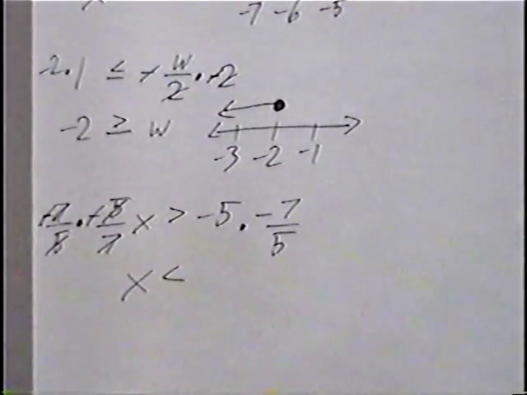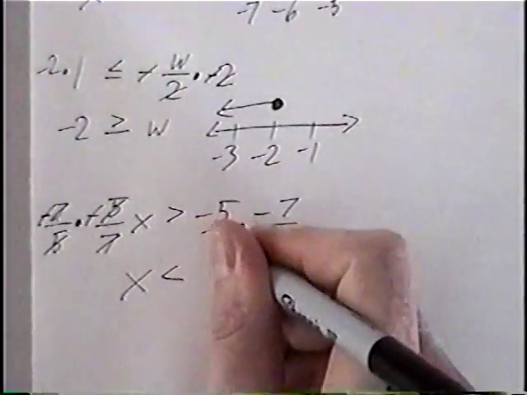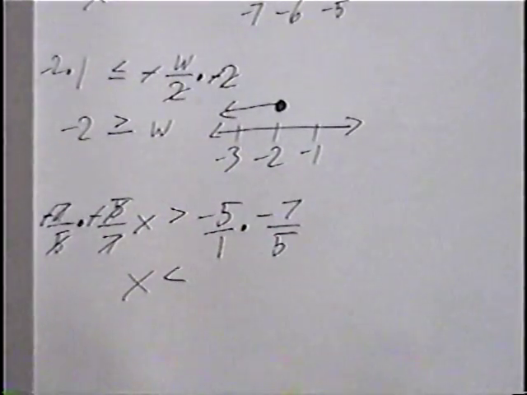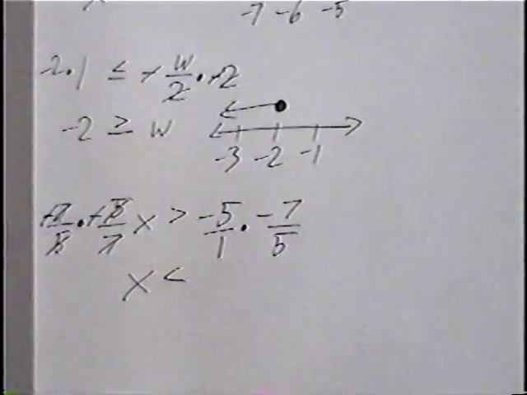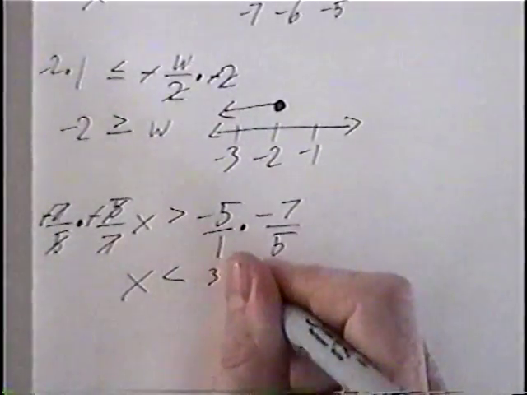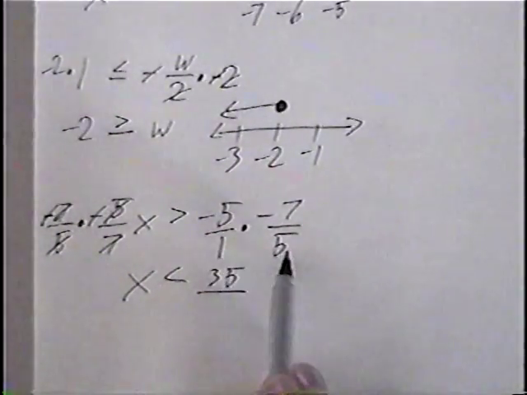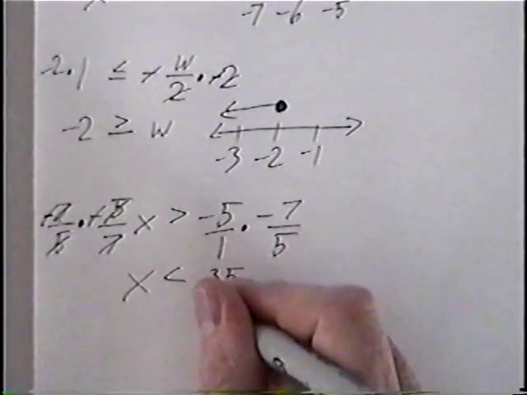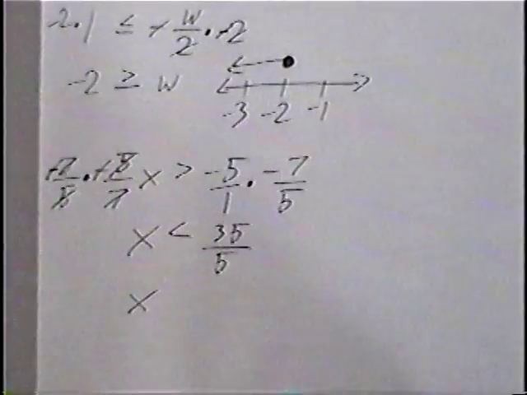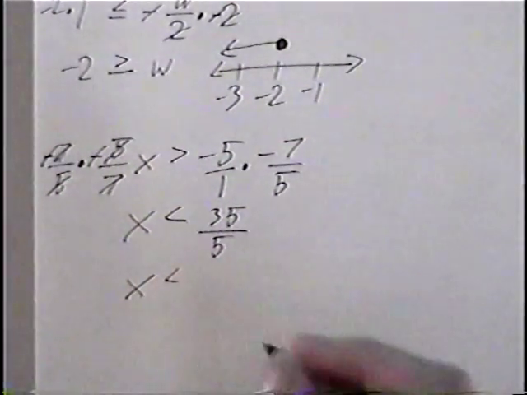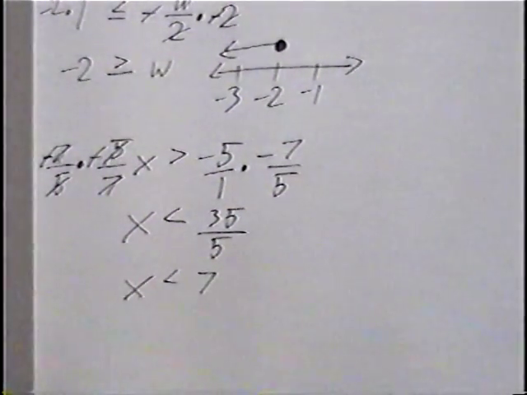Multiplying a number times a fraction, we can make them both fractions by putting a 1 on the bottom. Multiplying the numerators, negative 5 times negative 7 would be 35. Multiplying the denominators, 1 times 5 would be 5. And if you divide those out, we'll have x is less than 7.